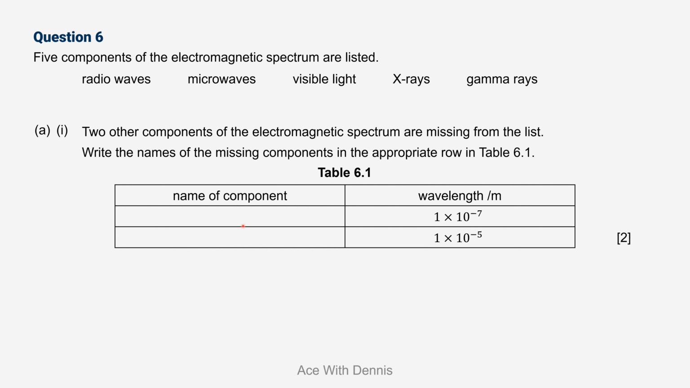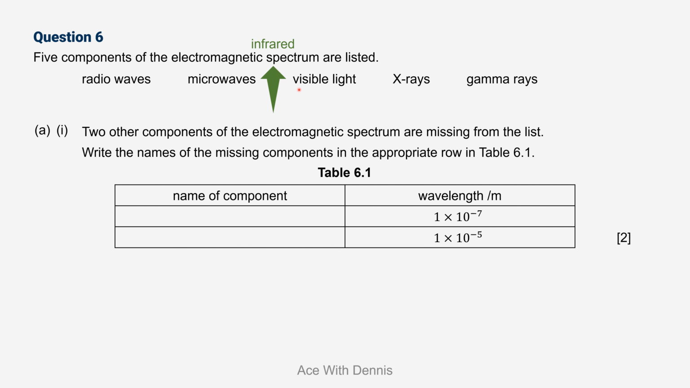So what we need to do is write down the names of components into these 2 cells, with the hint that the first component has a wavelength of 1 times 10 to the power negative 7 meters. The second component is 1 times 10 to the power negative 5 meters. So the wavelength for the first component is shorter than the wavelength of the second component. Now let's check all the components written here. Which components are missing? The first component is between microwaves and visible light. What is it? Yes, it is the infrared.